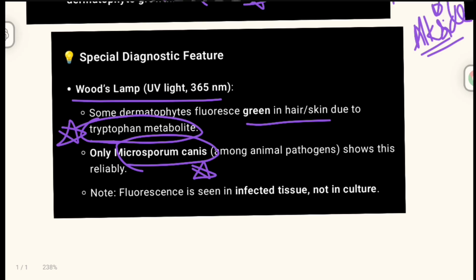Another important feature of this technique is that the fluorescence is only seen in infected tissues, and it is not seen in the culture.